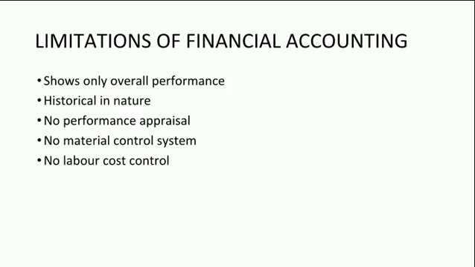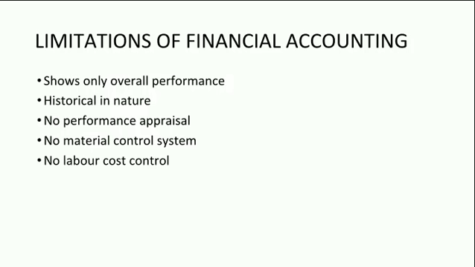So these are the limitations of financial accounting. The first limitation is that it shows only overall performance. As I mentioned in the introduction, in financial accounts only the trading and profit and loss account and the balance sheet are prepared. So what would have happened? We generally prepare it for one year.